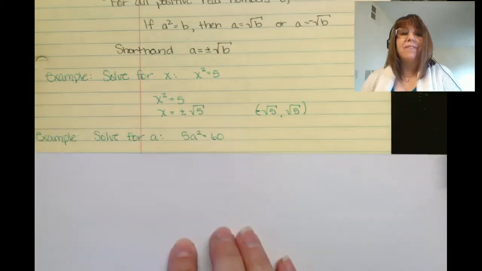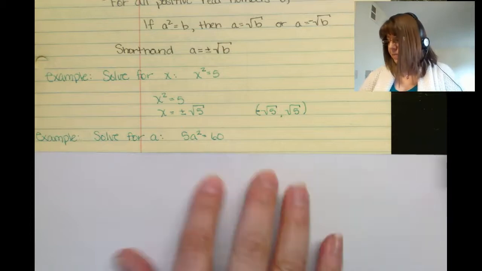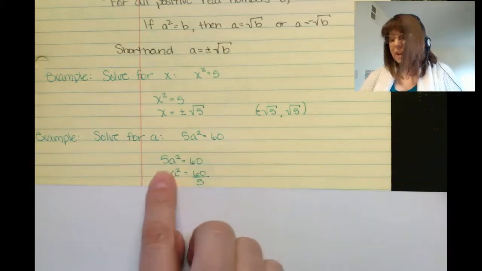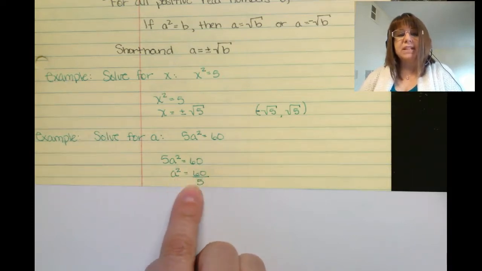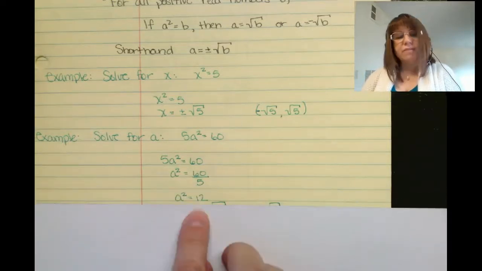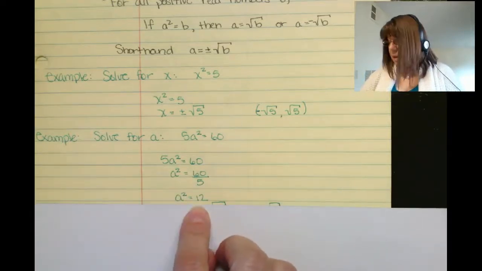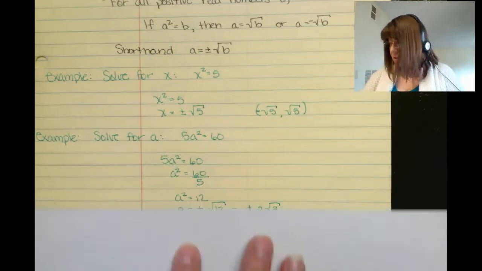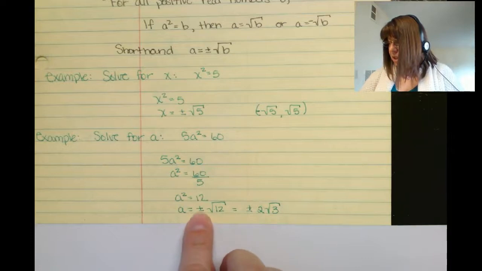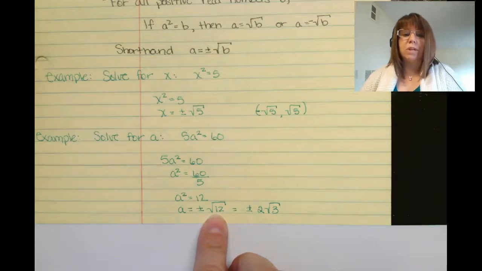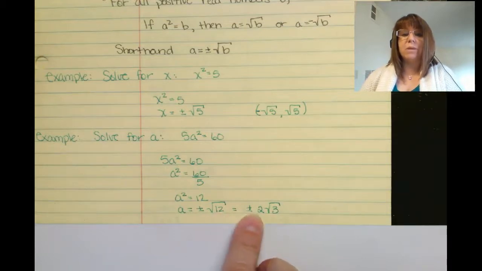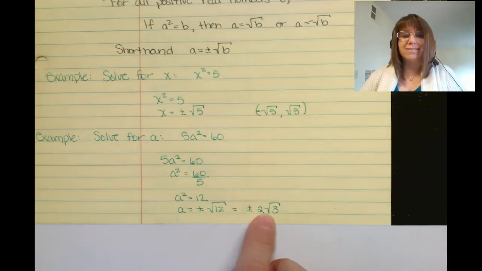Another example is 5a squared equals 60. Well, the first thing I want to do is divide each side by 5 so I can get a squared all by itself. So a squared now equals 60 divided by 5. But 60 divided by 5 is just 12. Now I'm going to take the square root of both sides. So a will equal plus or minus the square root of 12. But the square root of 12 is not in simplified form, so we do want to put it in simplified form. 12 would be 4 times 3. 4 is a perfect square, so it's going to be plus or minus 2 times the square root of 3 as our solution.